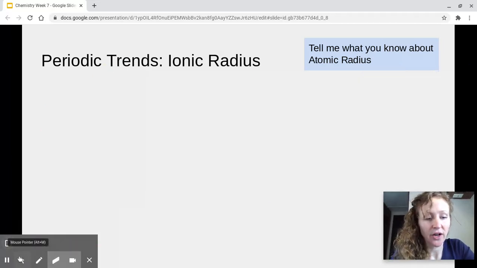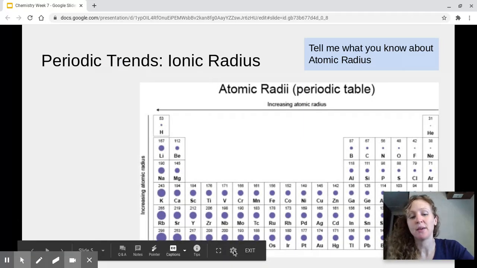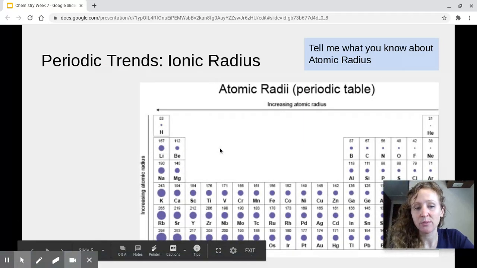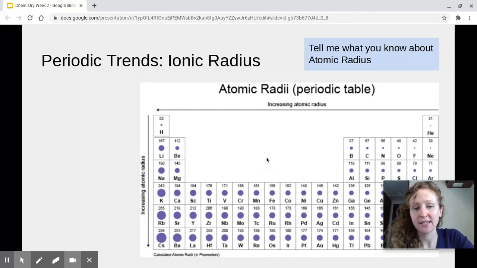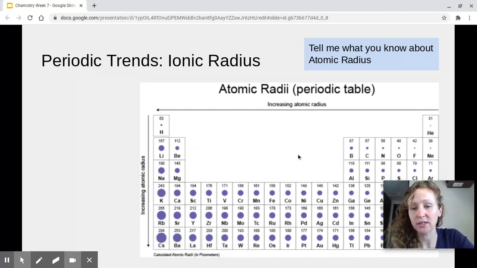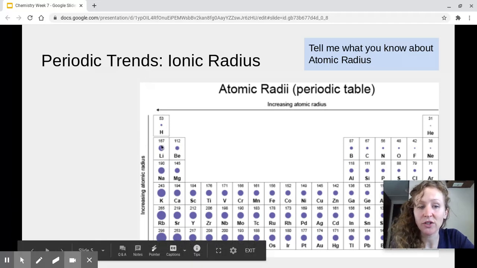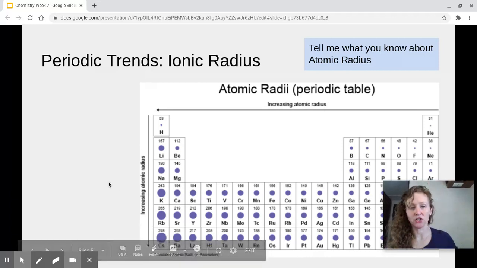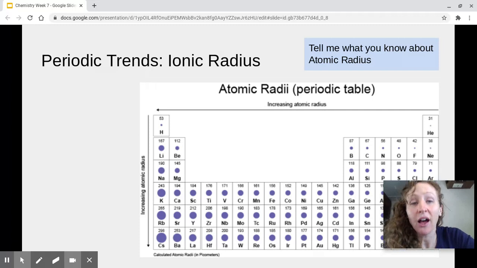Now I have this nice little graphic here for you, and you can see that summarized here. Lithium is the biggest in its period, neon is the smallest, and that's true for every single row. It starts big and then it ends small because of increasing protons across that period. And then we also see the family trend where atomic radius is increasing. It starts small, gets bigger, starts small, gets bigger, starts small, gets bigger. The smallest one is going to be at the top of the family. The largest one is going to be at the bottom of the family because of increasing energy levels. So this is atomic radius.